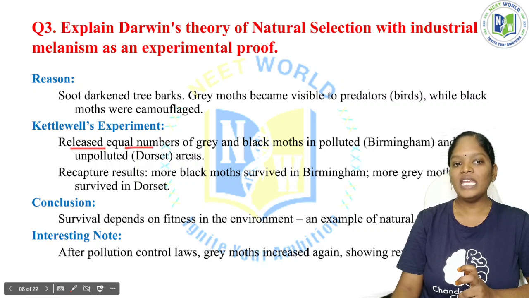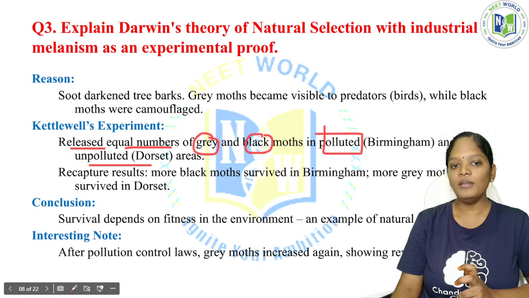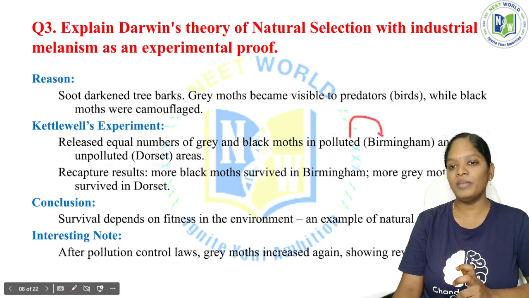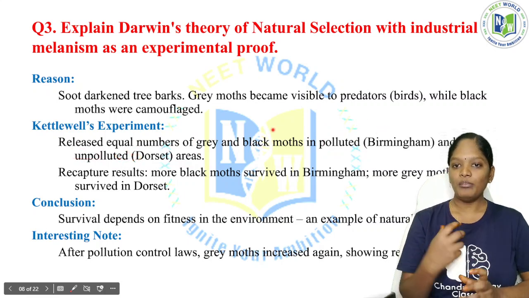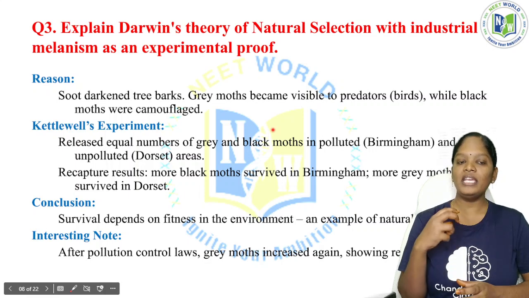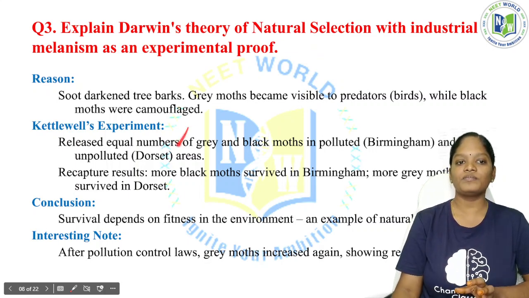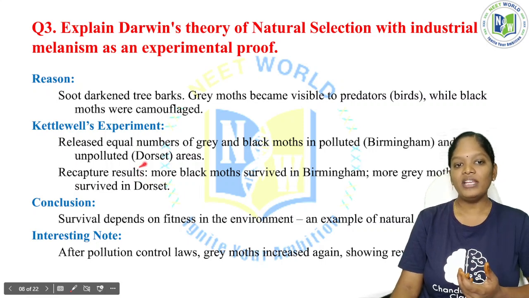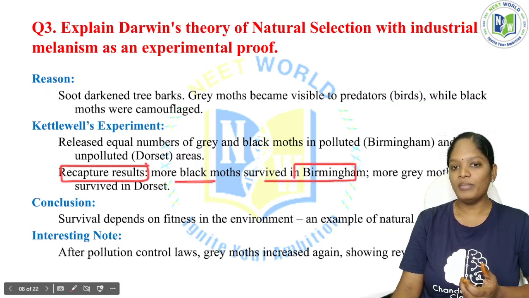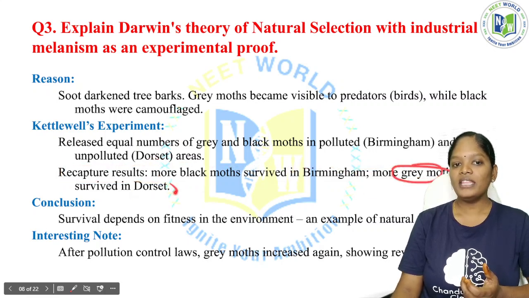He released equal numbers of grey and black moths in the polluted and unpolluted areas. Here the polluted area is Birmingham and the unpolluted area is Dorset. So in both the polluted as well as the unpolluted area, he released an equal number of grey color moths as well as black color moths. Recaptured results: when he recaptured the moths, more black moths survived in Birmingham, and more grey moths survived in Dorset.